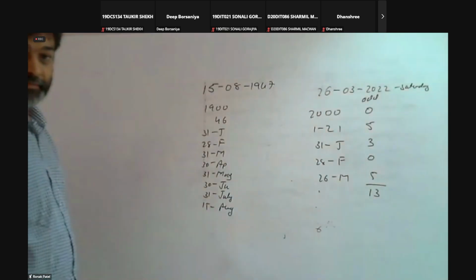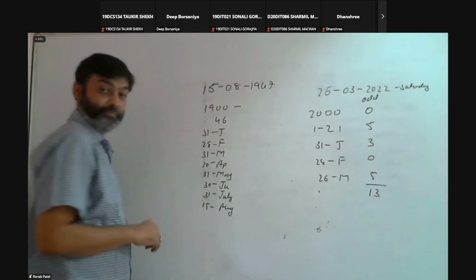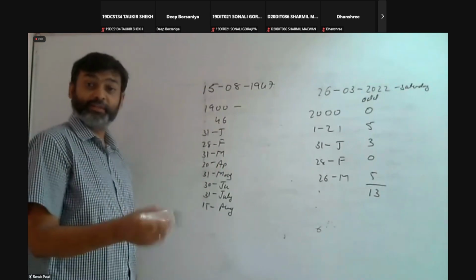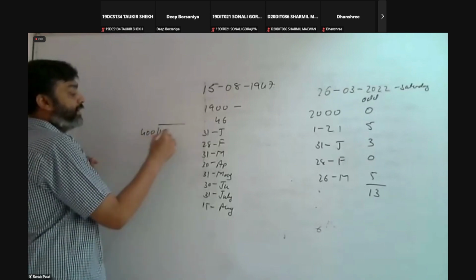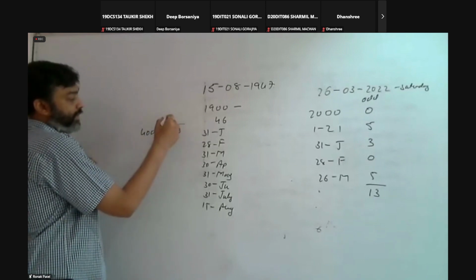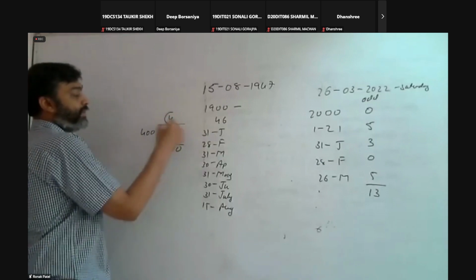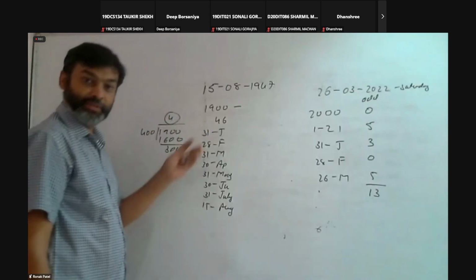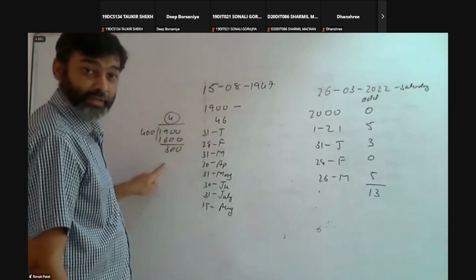So now let me calculate. 1900 years, how many odd days? Every 400 years there is no odd day. That means I'll divide 1900 by 400. 4 4s are 1600. So 300 are left. This means there are four groups of 400 years which don't produce any odd day, so all are 0, 0, 0, 0. But there are 300 years left.